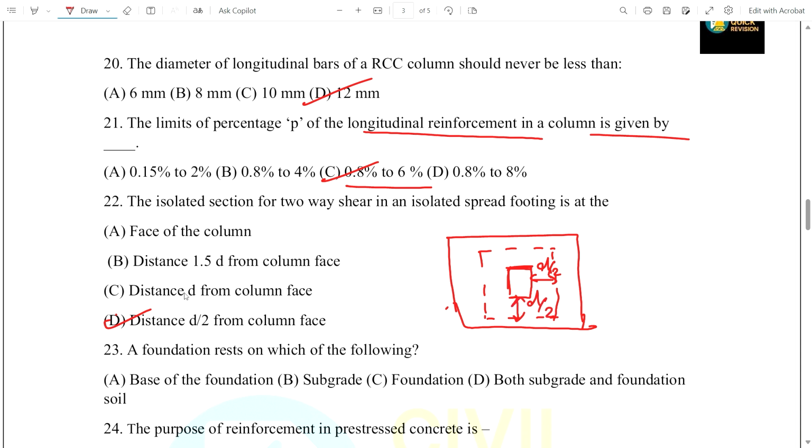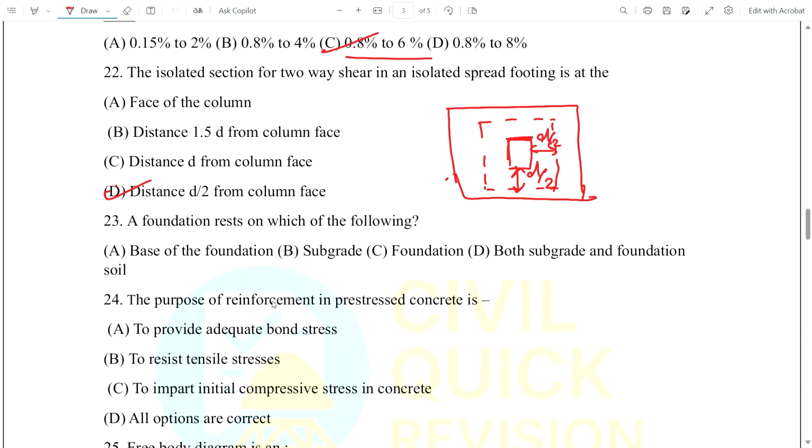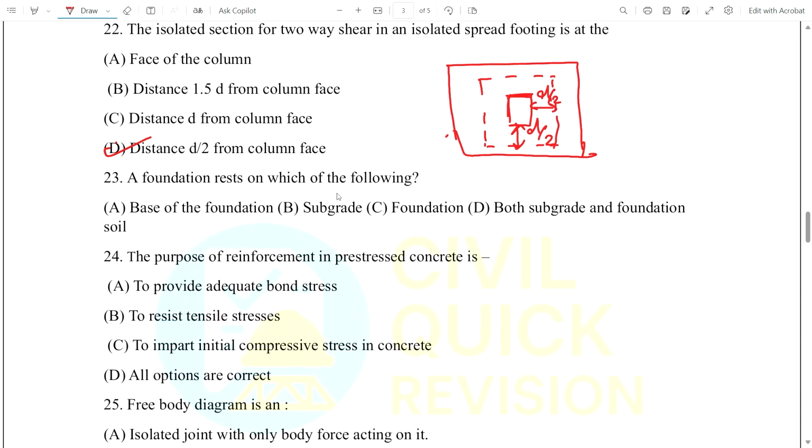Now coming to 23. The foundation rests on which of the following? It rests on the base of the foundation, or on the subgrade, or on the foundation, or on both subgrade and foundation. So answer here is D, the correct one, both subgrade and foundation of soil.